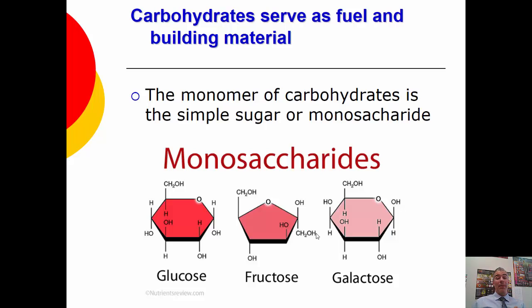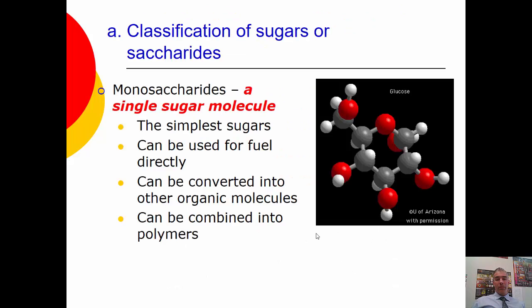So glucose is a monosaccharide, or a simple sugar. Fructose is a monosaccharide. Galactose is a monosaccharide. It's just one individual unit. So as I said, monosaccharides are one single sugar. It is the simplest of all the sugars. It can be used for fuel directly.